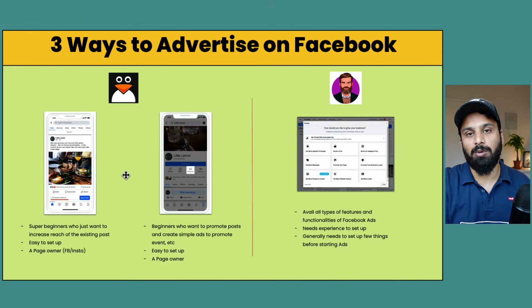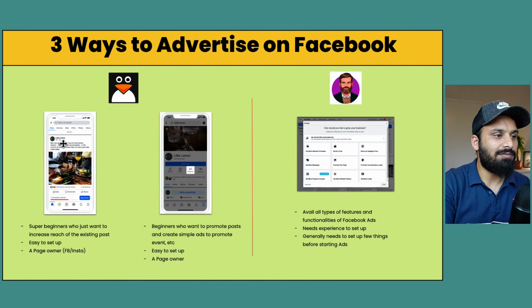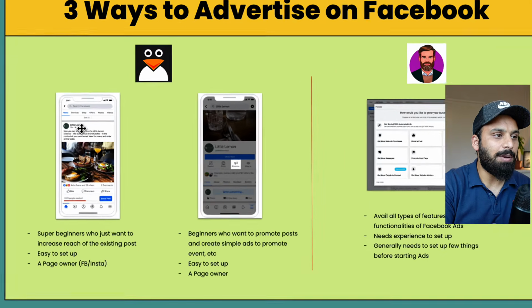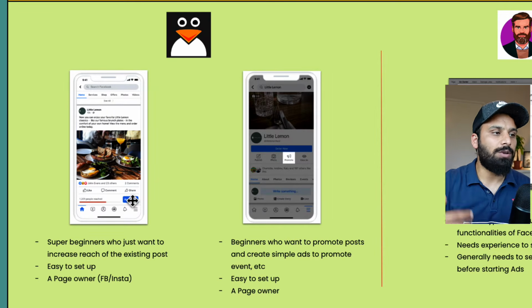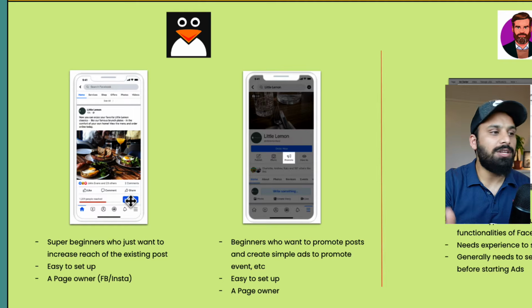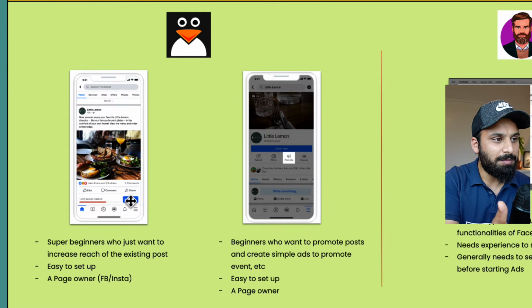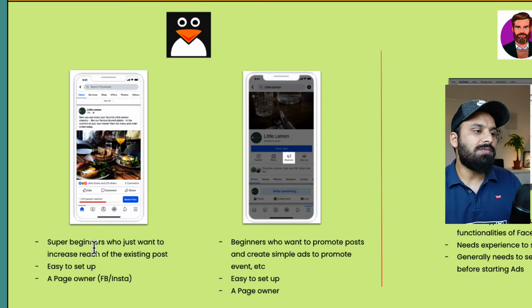If you own a Facebook page, let's say for example the Little Lemon page, when I go to my own page using my Facebook profile, for every post I will see this boost post button. Obviously, if you go to any other page which you do not own, you will not see this. Only the owners of this page will see it on their own posts, right? But this is for super beginners.